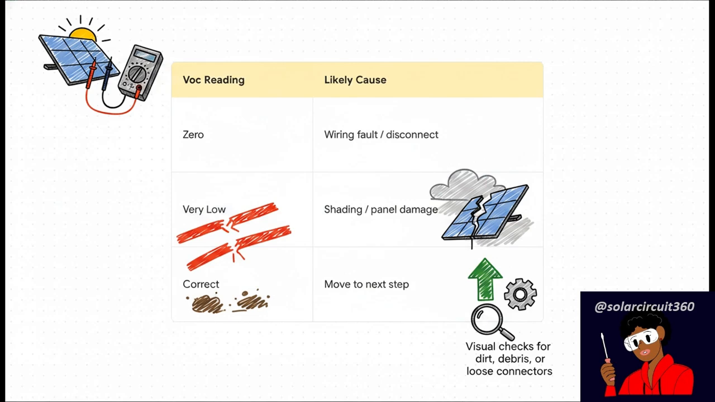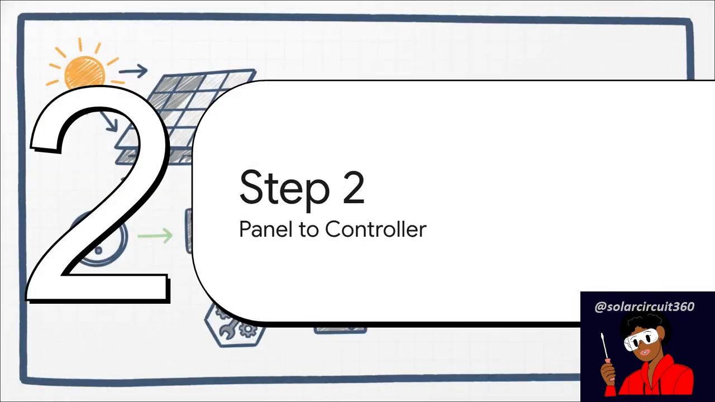And hey, don't forget to just look. Is it dirty? Is something blocking the sun? Are the connectors loose? Sometimes it's that simple. Awesome. Now let's move to the very next link in the chain. We're going to check the path from the panels all the way to the charge controller. You have to remember this. Any power that's lost in the wires is power that is gone forever. You're never getting it back.